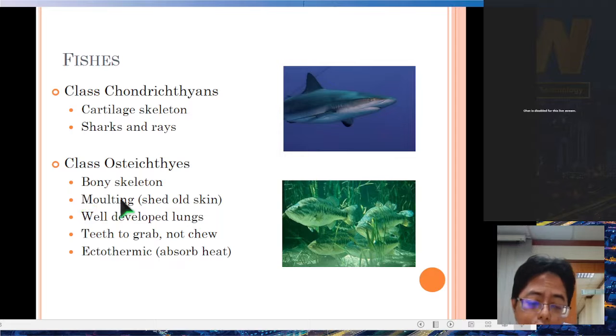Okay, the bones are so stiff, right? If you eat them, you choke. Okay, so these are called osteichthyes. Okay, so they molt, they shed all skin, and then they have well-developed lungs, okay, in terms of gills, teeth to grab but not to chew, and they are ectothermic, so they have to absorb the heat. If it is too cold, they probably will not be as active.